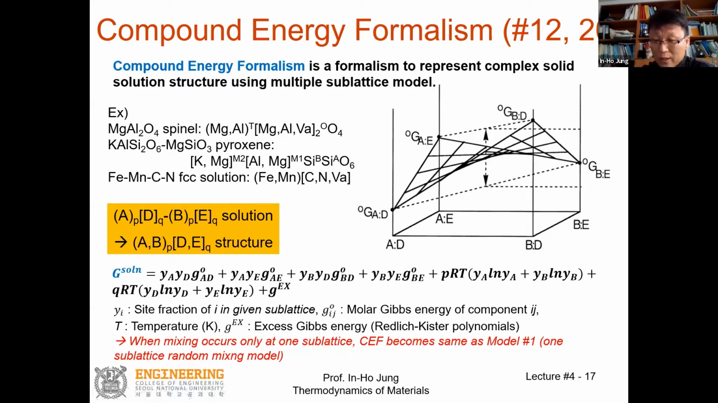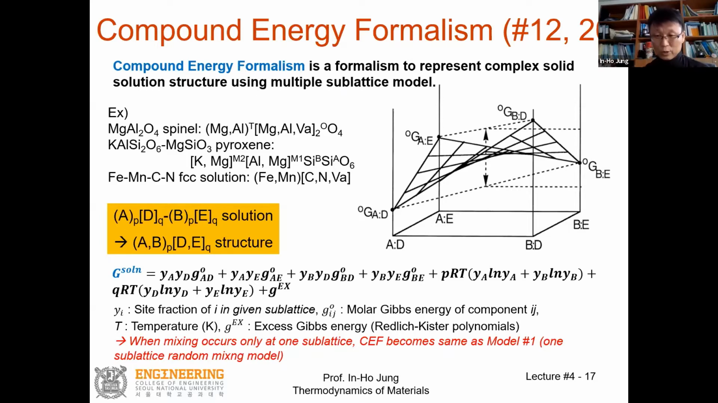However, real mixing only happens in the 1 and 2 sublattices. So we don't have to make a 5-sublattice solution model. We need a 2-sublattice solution model. That's more than enough. So when we made Al2O3 and Cr2O3, do you recall this one? We assume aluminum and chromium mix in the first sublattice, and oxygen stays constant in the second sublattice.